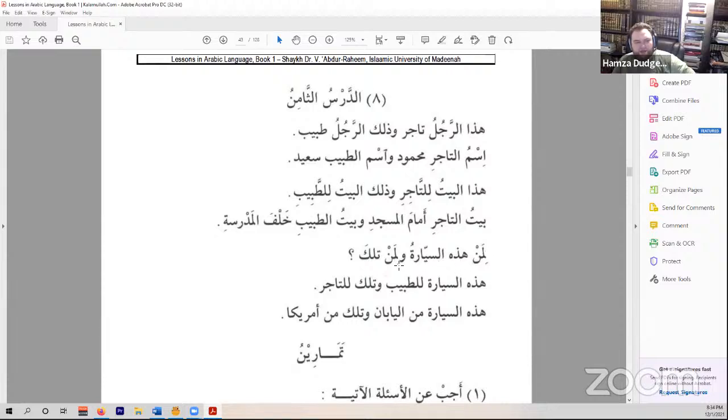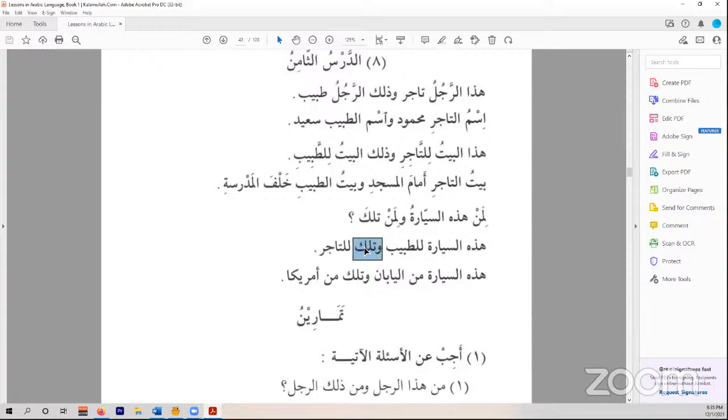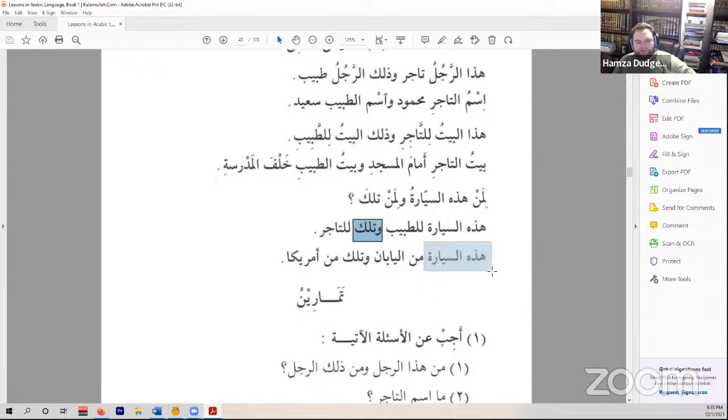لمن هذه السيارة ولمن تلك. So whose car is this and whose car is that? هذه السيارة للطبيب وتلك للتاجر. So this car is for the doctor and that one is for the merchant. Even though we don't see sayara two times, it's implied by the fact that this is a feminine ism ishara. Instead of dhalika, it's tilka, right? I think in English they call that a demonstrative pronoun. هذه السيارة من اليابان وتلك من أمريكا. So this car is from Japan and that car is from America.